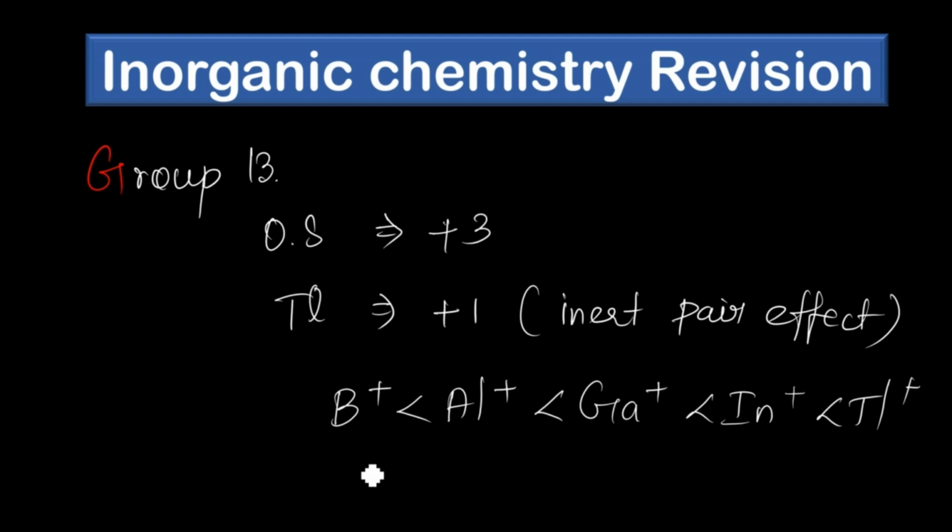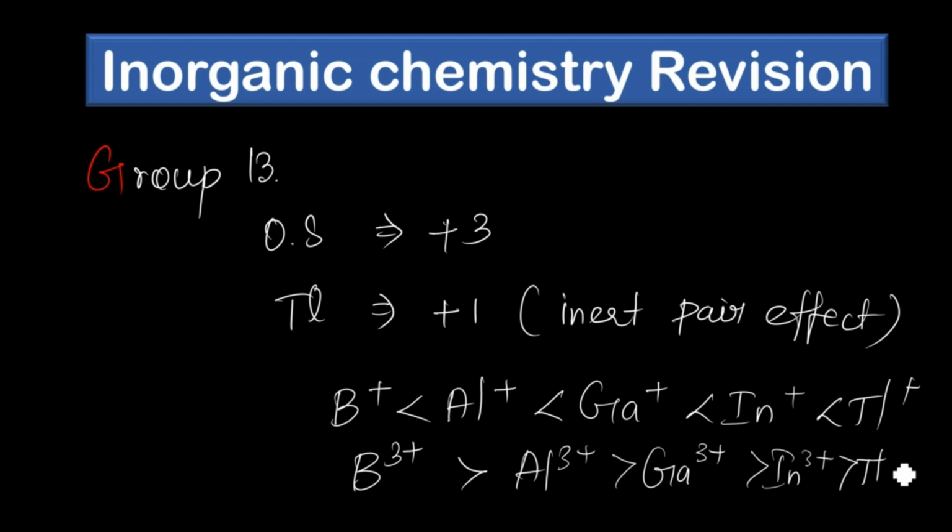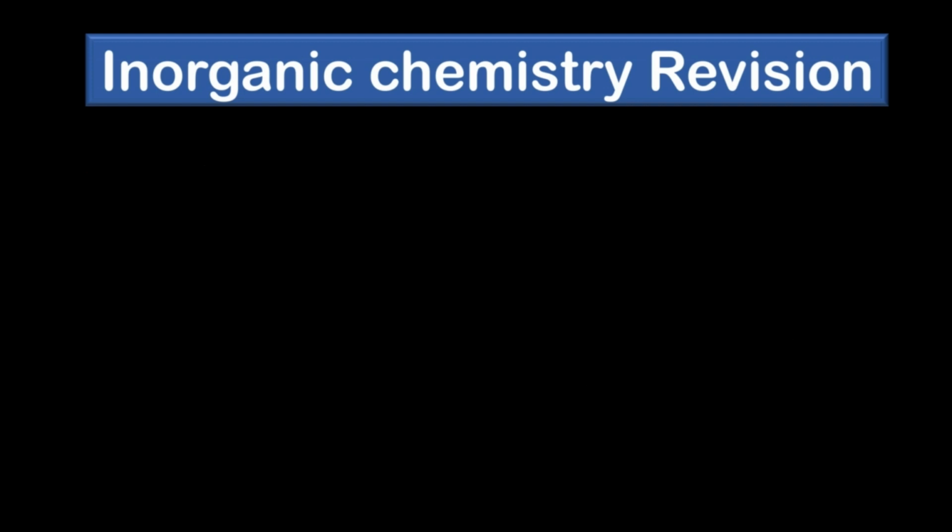If I am comparing it with +3 oxidation state, boron, aluminium, gallium, indium and thallium. Okay, so this is the order of stability of the oxidation state. Then moving on to the chemical properties. First, with air, just O2, it is giving oxides, +3 oxidation state oxides.